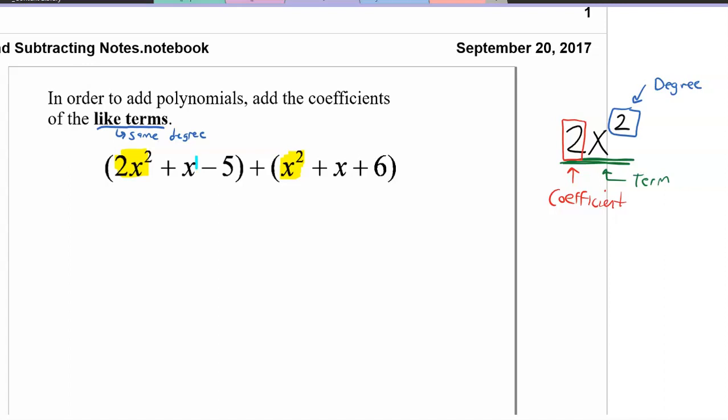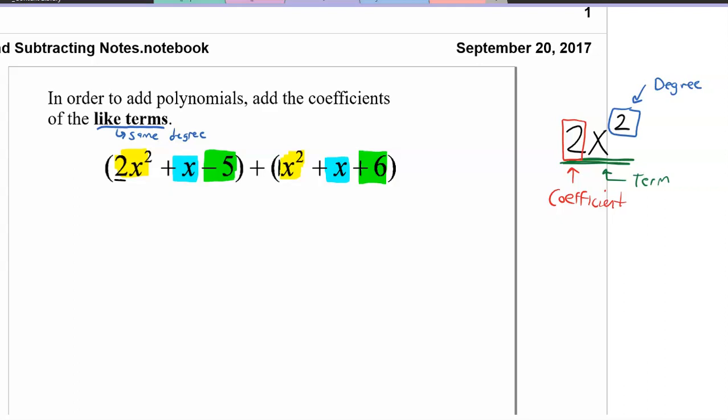We're then going to look at our next term, which is x, and that's raised to the first power. And that is going to be a like term with this x here. And last but not least, we have our numbered term with no variables. We call that our constant term. And that will be a like term with other constant terms. So in addition, it really boils down to this. Once we have identified our like terms, we're going to take those coefficients in front. There's not one written, it's assumed to be a 1, and we are going to add them together.